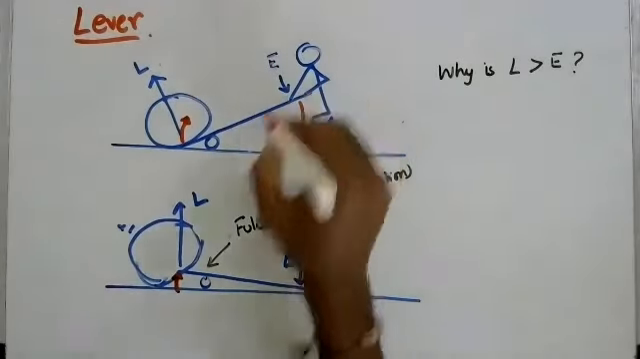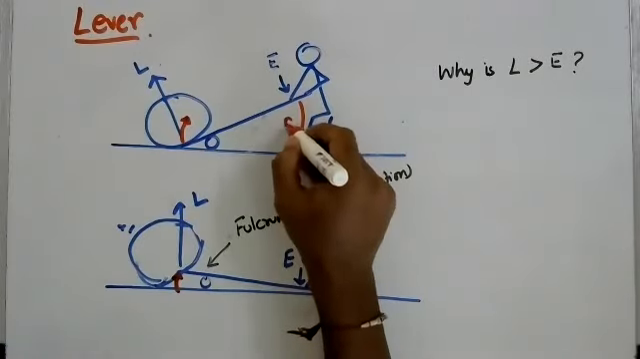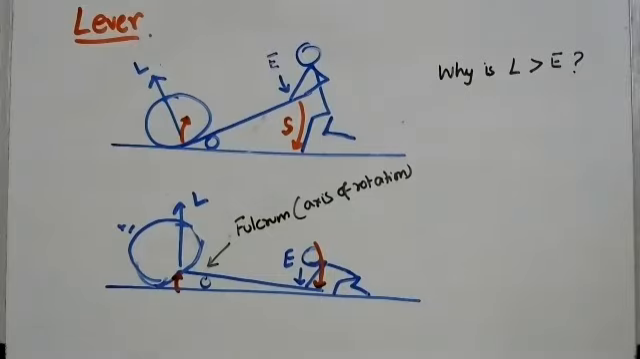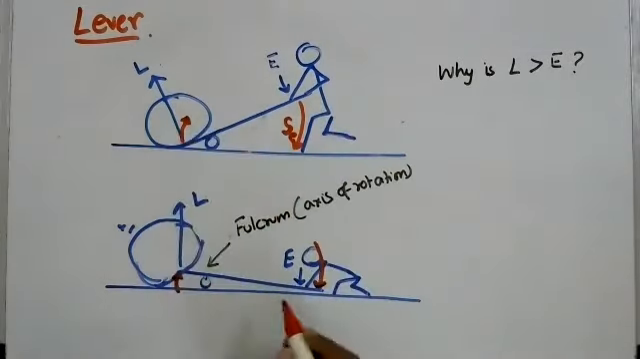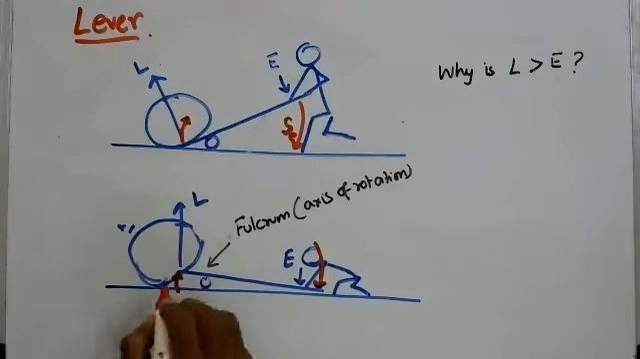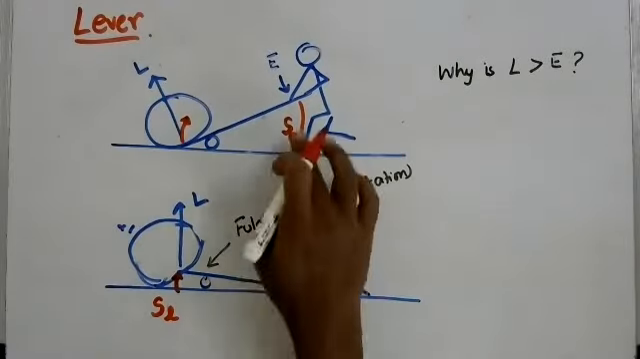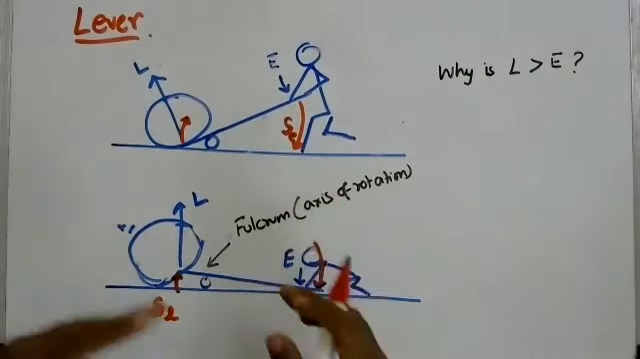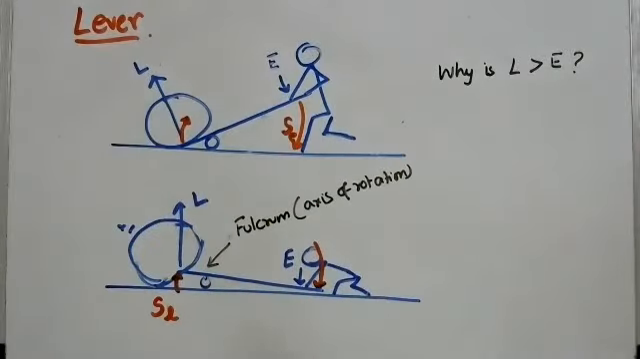So an effort is being applied and an object is being moved through a certain distance s. Let us keep this as se. And on this side, because of the effort being applied, a load is also moved, and therefore on this side also there is a distance sl. So this is se and this is sl. It's part of the same thing. I'm showing it to you before and after, but basically the same thing occurs.